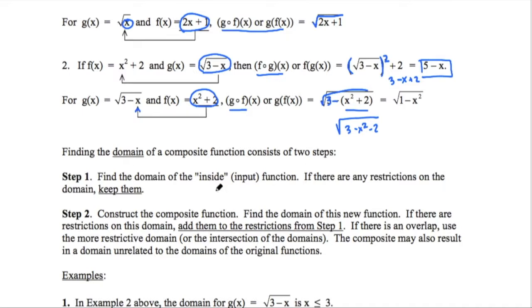The first step is going to be to find the domain of what we call the inside or input function. So if we're looking at g of f of x, f of x here would be the inside or input function. And we're going to find whatever domain there is, and if there are any restrictions, we are going to keep them. Then we're going to do the process that we just showed above, where we find the composite function. And then we're going to look at the domain again and see, are there any new restrictions? If there are any new restrictions, we're going to add those restrictions to the restrictions we had from the first step. Sometimes they might overlap, and so we don't necessarily need to list them twice, but there might be new restrictions that didn't exist previously.